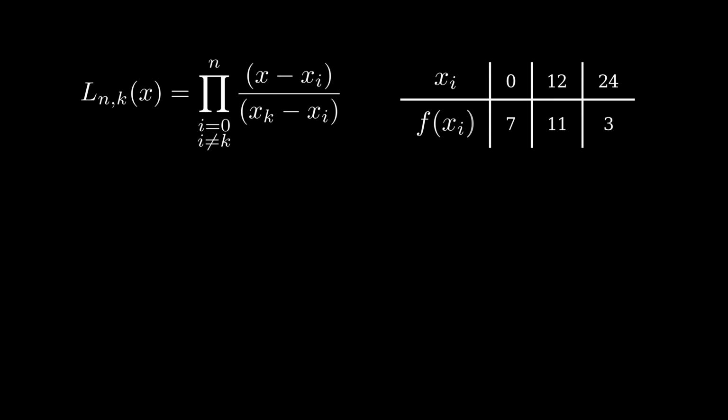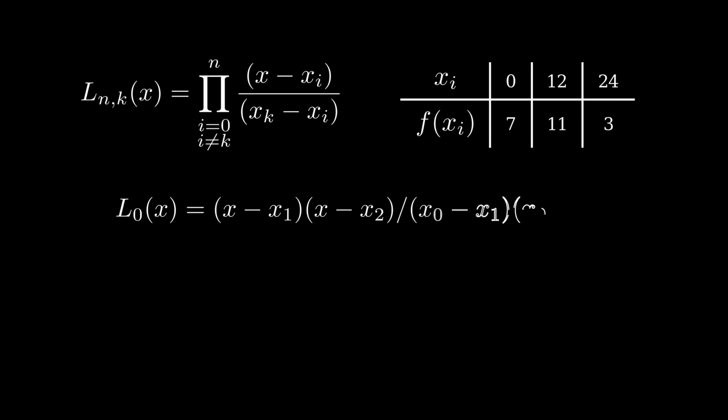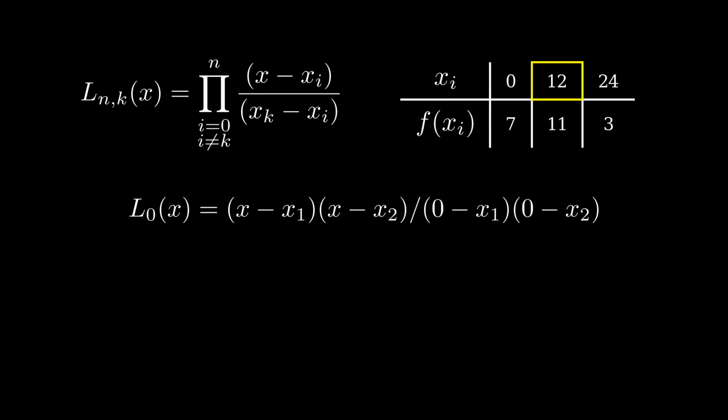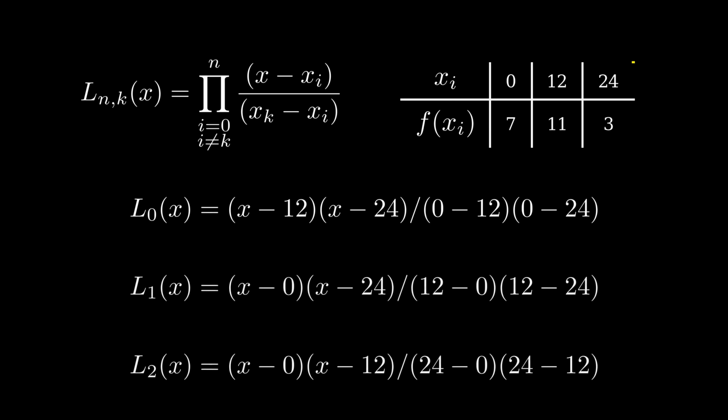To create the zeroth Lagrange basis polynomial, we first expand the definition at n equals 0, and we then substitute for x sub 0, x sub 1, and finally x sub 2. We repeat this again for the first and second Lagrange basis polynomials.